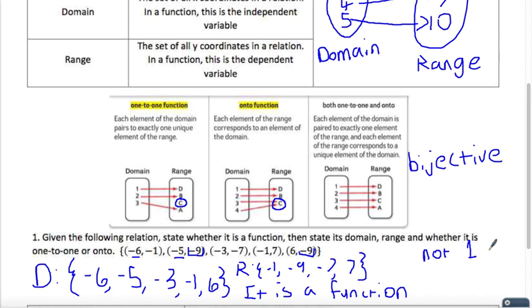Not one-to-one. Not a one-to-one function.